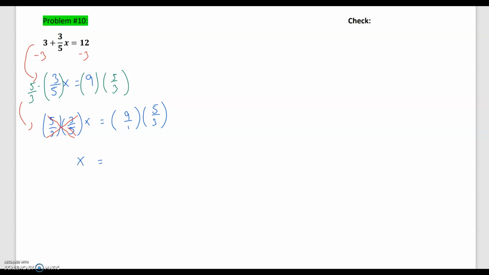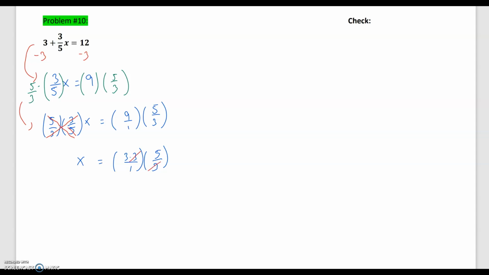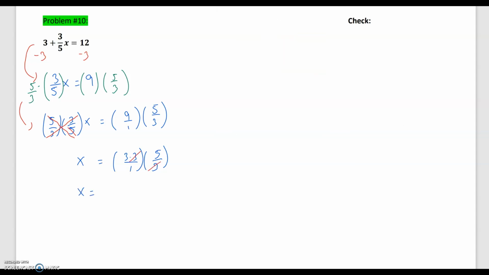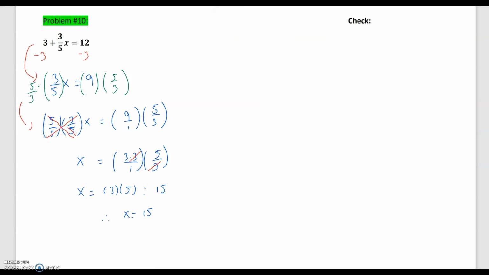On the right-hand side, let me just factor the 9 as 3 times 3/1 times 5/3, and then we can cancel one of the 3's. So we're going to be left with x is equal to technically 3 times 5, or 15. Final answer, x is equal to 15 for this particular problem.